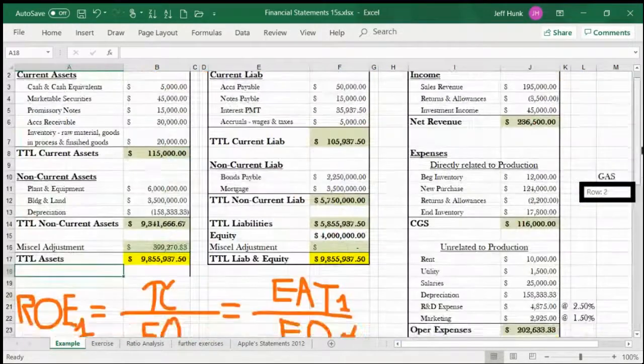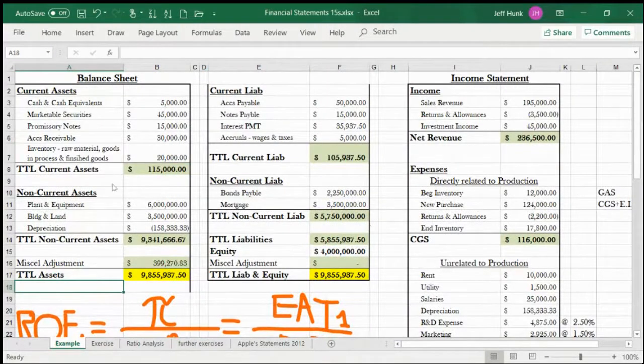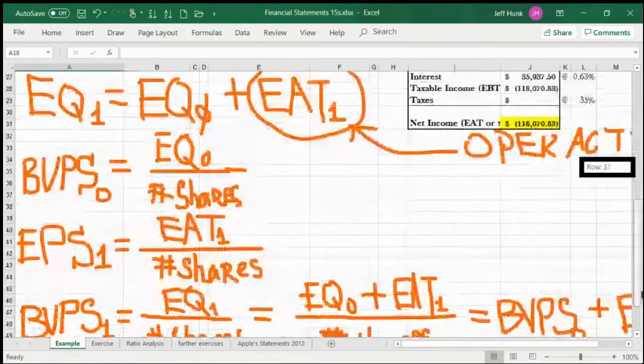And of course, it's important to at least go into the financial statements part 1 video, because there's further explanation of the minor line items in current assets and current liabilities. Actually, if you can watch financial statements part 1 and 2, that would be great, in your own time.